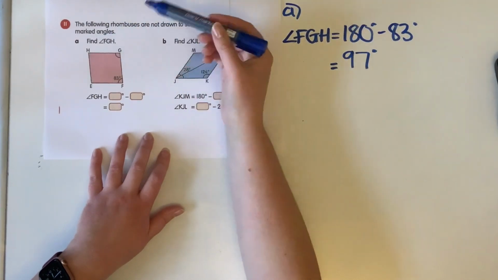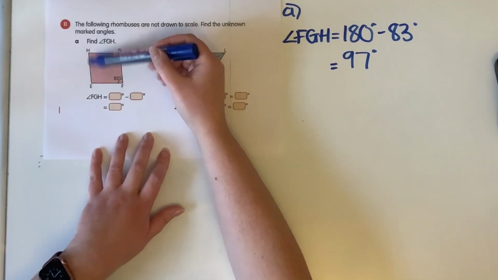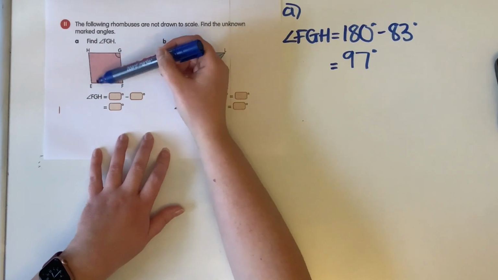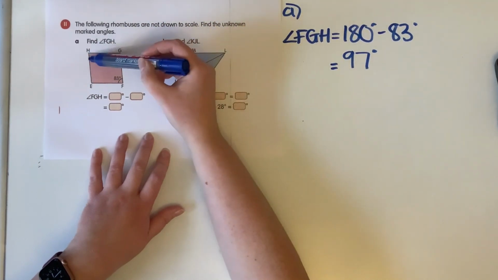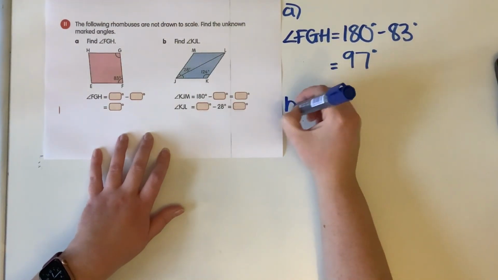It hasn't asked me to do it, but I therefore also know what these two angles equal. This angle here, HEF, would equal 97 degrees as well. And this angle here, EHG, would equal 83 degrees.